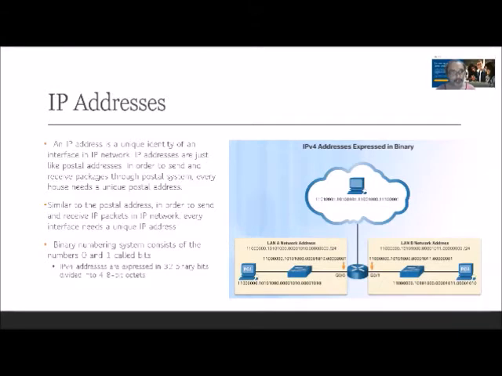So in order to send and receive packets in an IP network, every interface needs to have a unique IP address. These addresses may sometimes be displayed in decimal form, but the computer and the network process them in binary form. The binary numbering system consists of zeros and ones, expressed in 32 binary bits divided into four 8-bit octets.